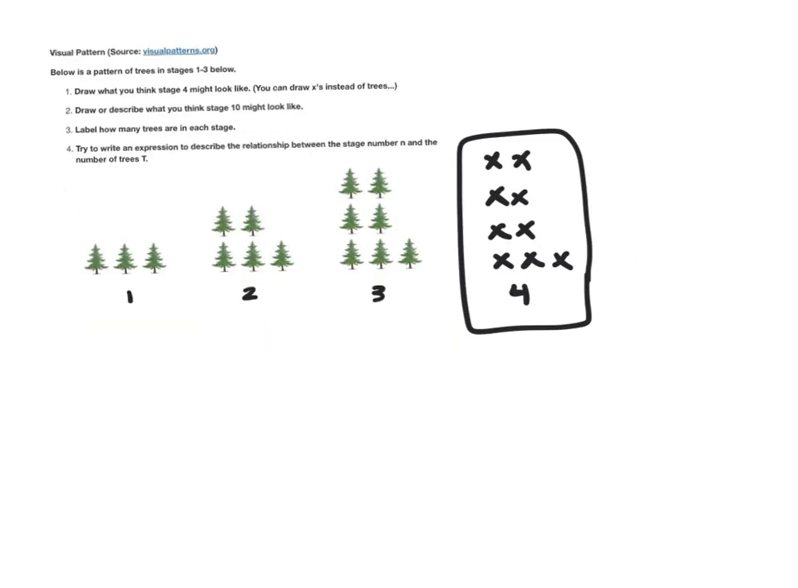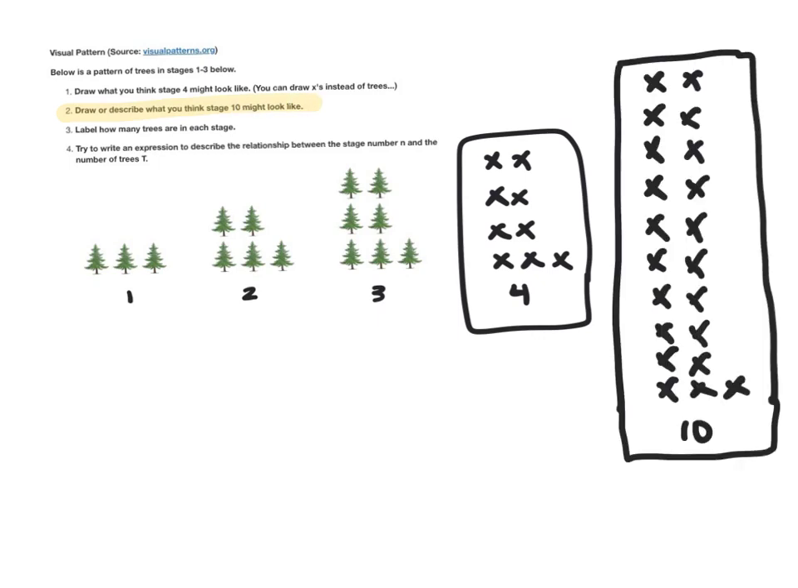Number 2 says, draw or describe what you think stage 10 might look like. Here's what I think stage 10 might look like. And the reason I drew mine this way is because when I was thinking about it, I see that stage 4 has 4 rows. So I knew that stage 10 would probably have 10 rows. And I see that the bottom row in each stage has 3 trees, while all the others have 2. All right, so now I've answered questions 1 and 2.